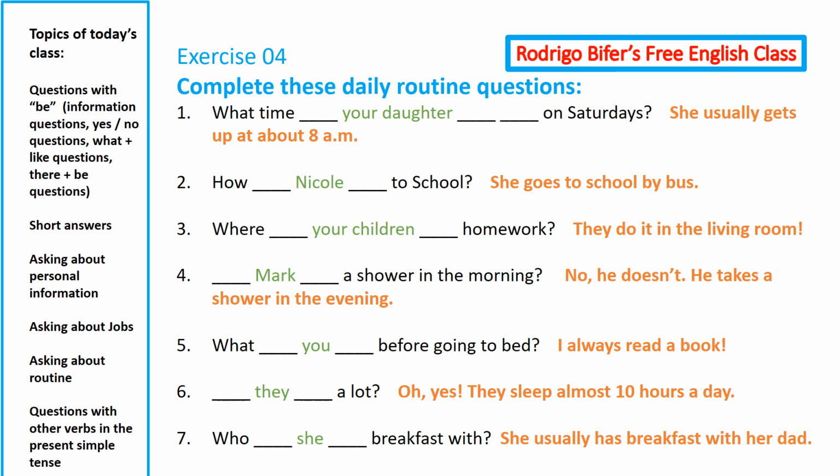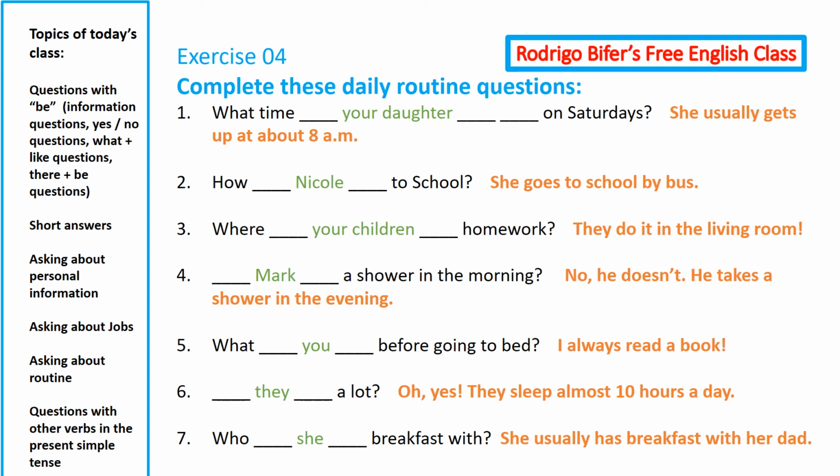There you are, exercise number 4. In this exercise, you were supposed to complete these daily routine questions. Okay, so you have a question and you have an answer. All you have to do is complete with the verbs. Do you remember the QASI formula? Question word, auxiliary, subject, infinitive. Never forget that formula. Question, auxiliary, subject, infinitive. So take a look at number 1.